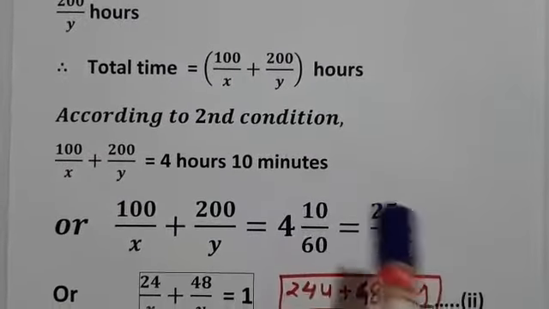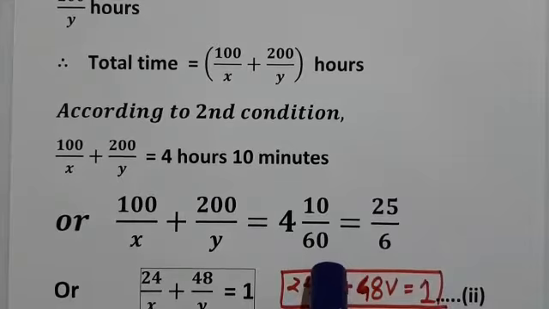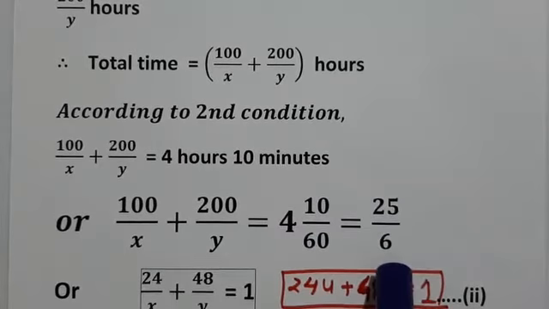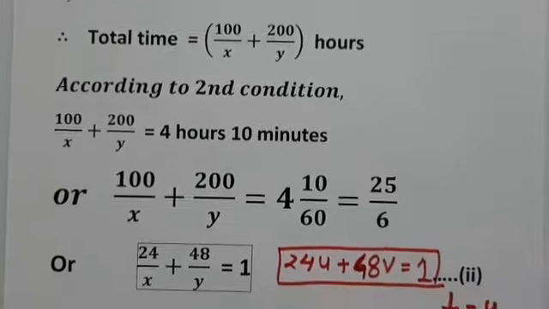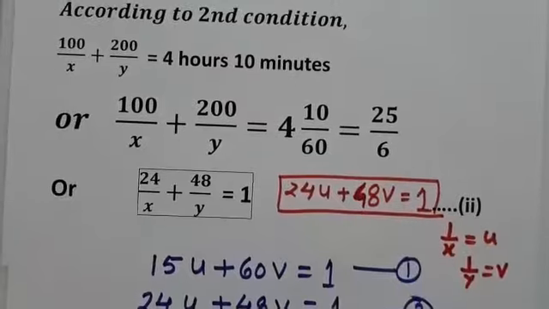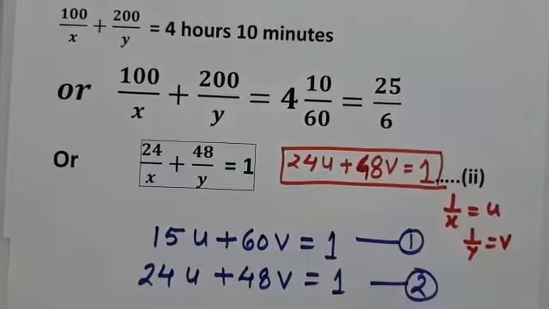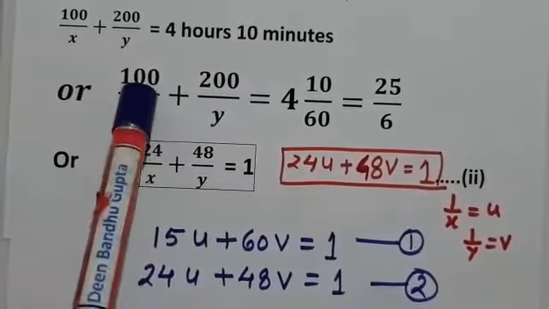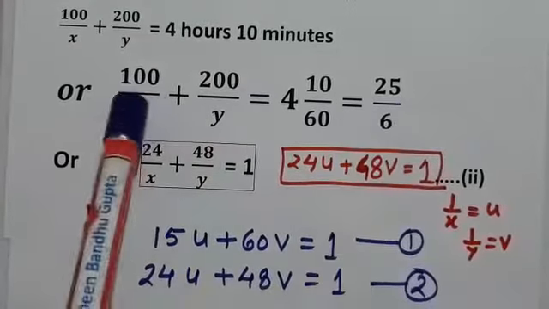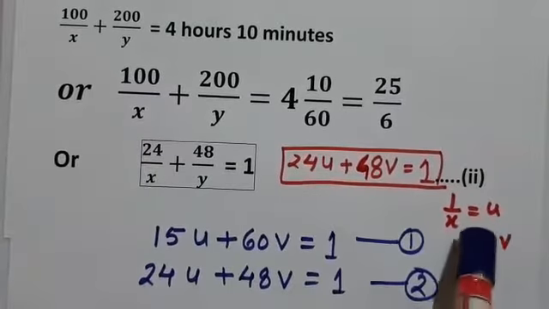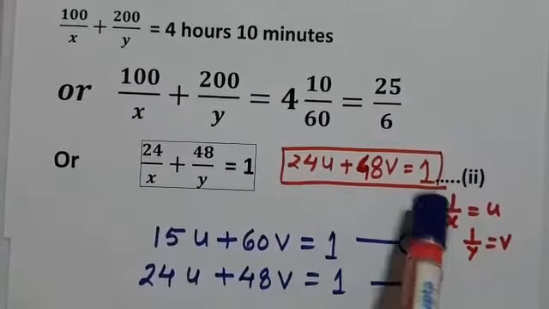4 hour 10 minutes can be written as 4 plus 10 upon 60. Minute will convert into hour. After solving this, we will get 25 upon 6. Now divide it by 25 and multiply it by 6, then we will find this equation. Put this value, then this will be the second equation.